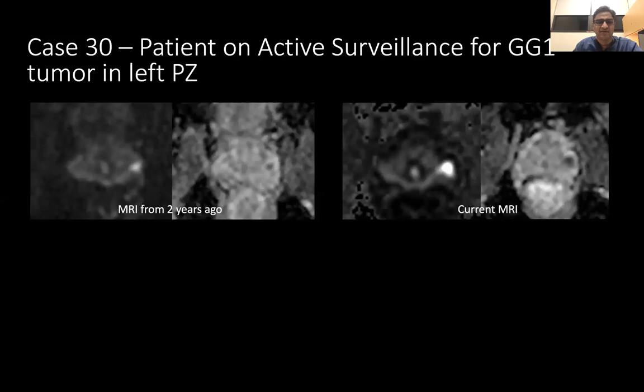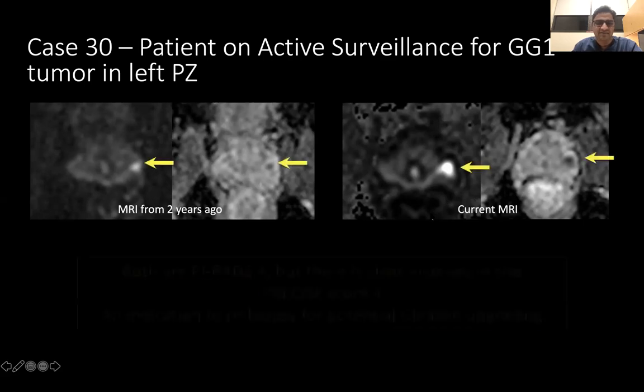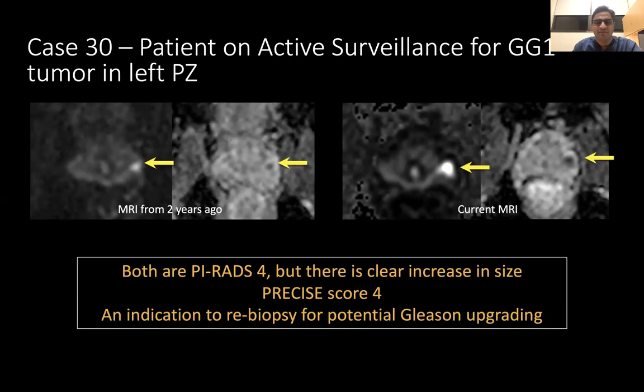Another patient on active surveillance, and so this was a Gleason 6 tumor, grade group 1 tumor in the left peripheral zone, showing restricted diffusion. And the current MRI, obviously there is an increase in size. If you look at the PI-RADS, it's still PI-RADS 4, but obviously there is an increase in size. That's why there is this precise scoring used for these active surveillance patients. And this is scored as a 4. And this could be an indication to rebiopsy for potential Gleason upgrading in these patients.